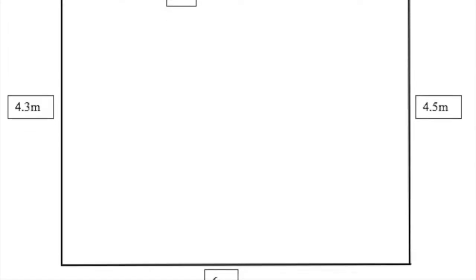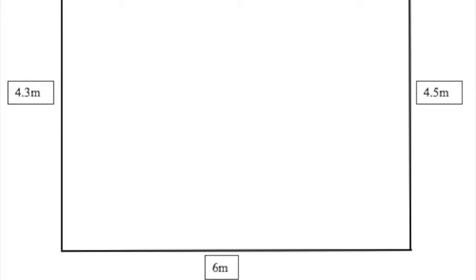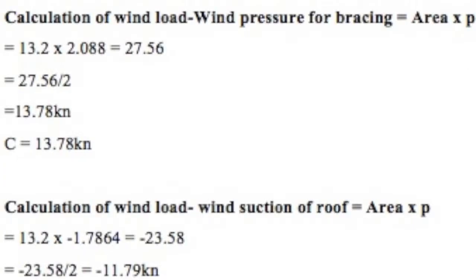The wind pressure is 13.78 kilonewtons and the suction pressure is negative 11.79 kilonewtons. Once the pressure and the suction loads were completed, the design force could then be calculated. Our R value was 25.57. Next was to determine the force in each of the members.